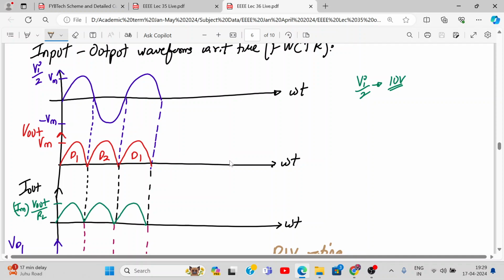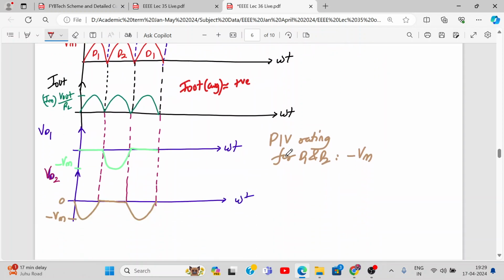So looking at this waveform, what do you think? What is my V out average? Positive, right? What about I out average? Positive. Yes, and that is what we want: a positive DC component. So these are my input and output waveforms with respect to time.